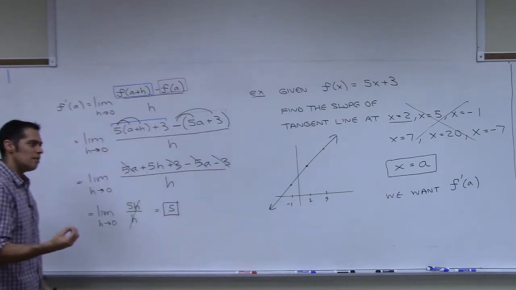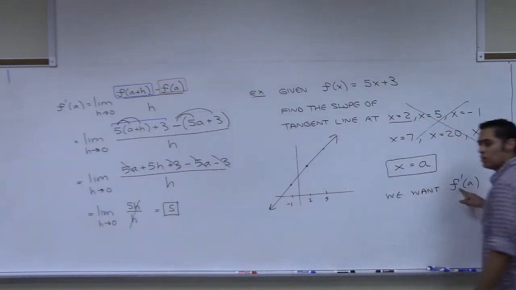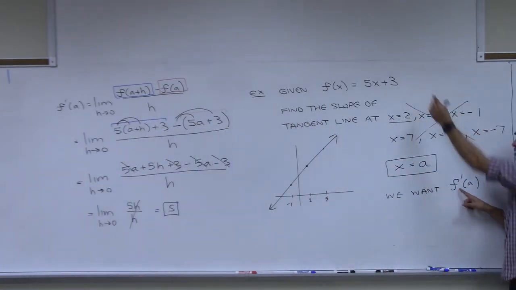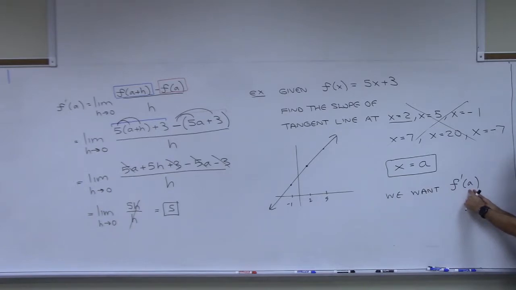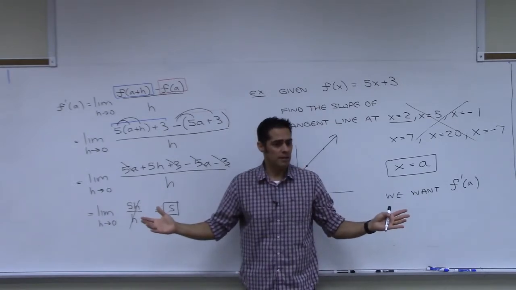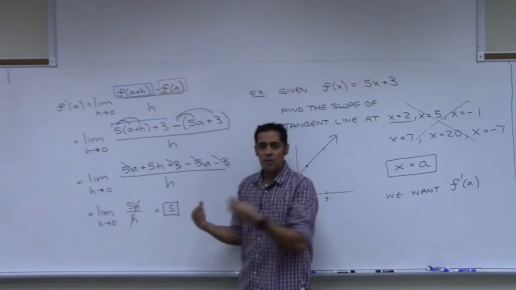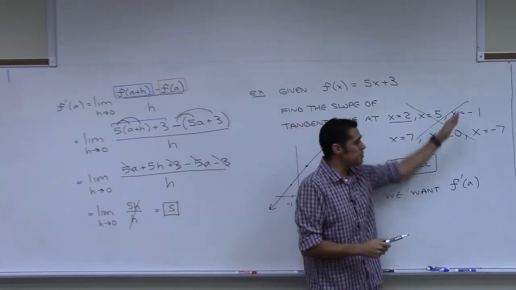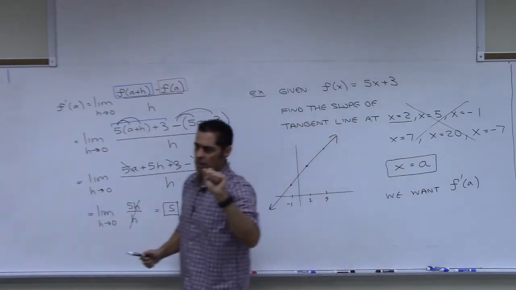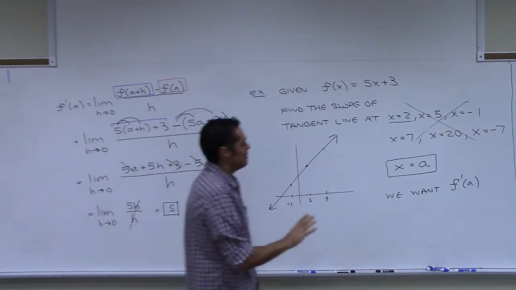So what this tells me is that if I'm trying to find the slope of the tangent line of this function at a, the answer is going to be 5, no matter what a is, right? Because look at this answer, it has no a in it. It just has 5. So regardless of where we go, regardless of what x we pick, we're always going to get that slope of 5. Make sense? Okay. That's only for this function because it's a line.